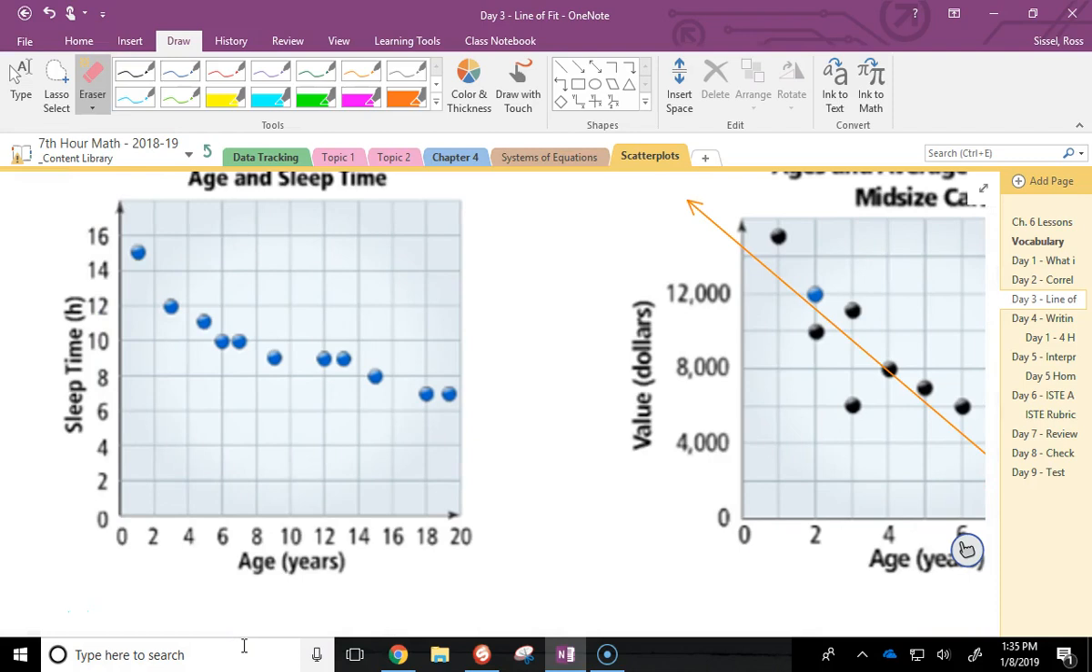Let's look at this one. Okay. What's the only problem with number 3? It's like curved. It's hard.